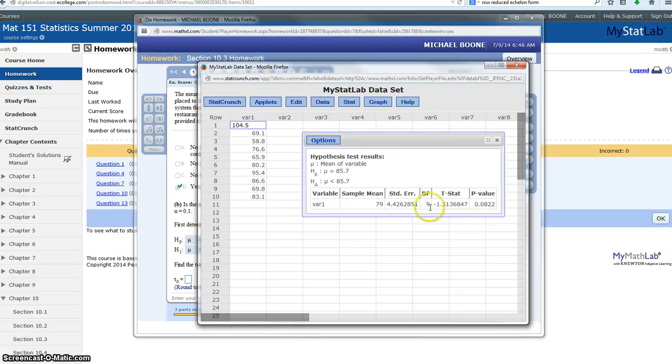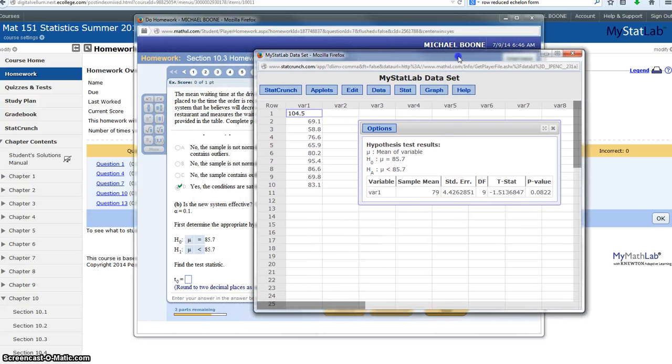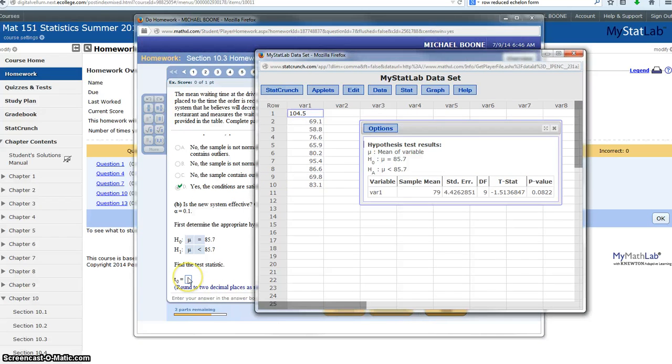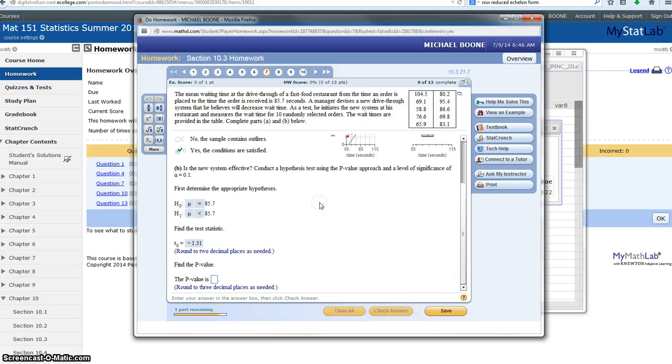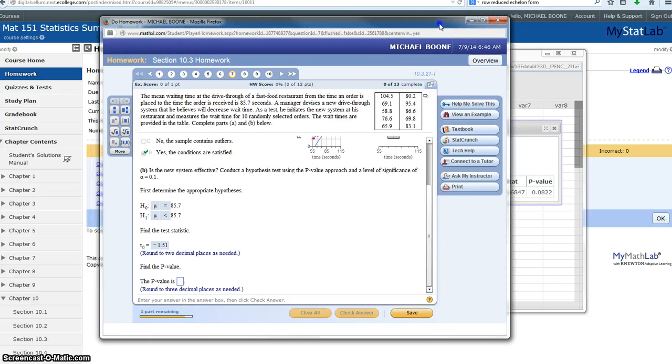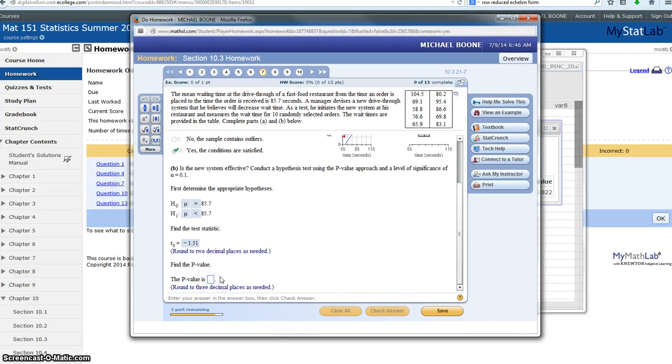But they want to use it with the classical approach, which is finding the critical values in the test statistic. Here is your test statistic right there, the negative 1.51 to 2 decimal places. So negative 1.51, that is our test statistic. And now the p-value they want us to find, which is awesome, 0.0822, to 3 decimal places. There we go.